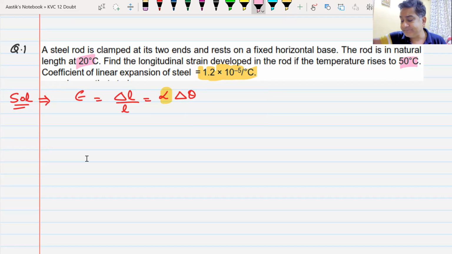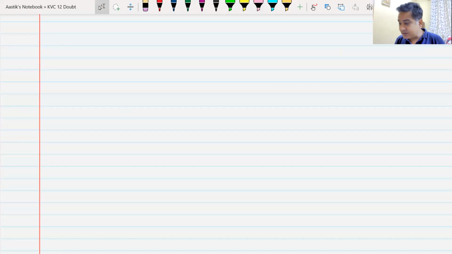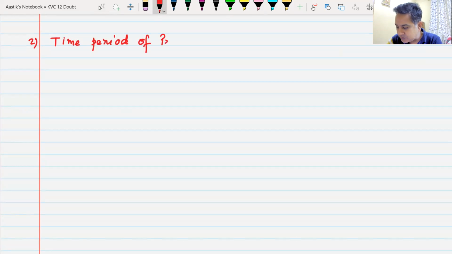Everyone got this answer? Yes, sir. Then we will move ahead and look at yet another case where thermal expansion is used, and that is case number 2, the time period of pendulum clocks. What do you mean by time period of pendulum clocks?